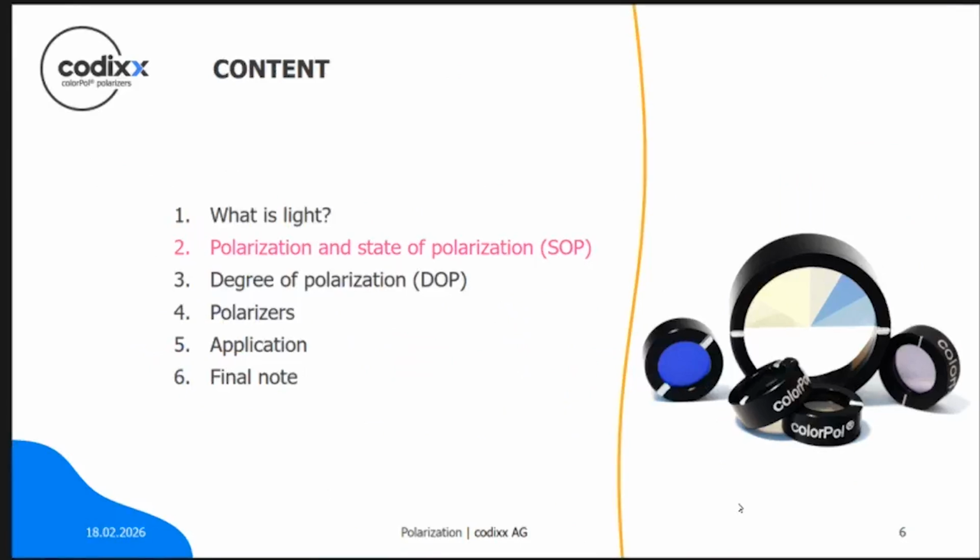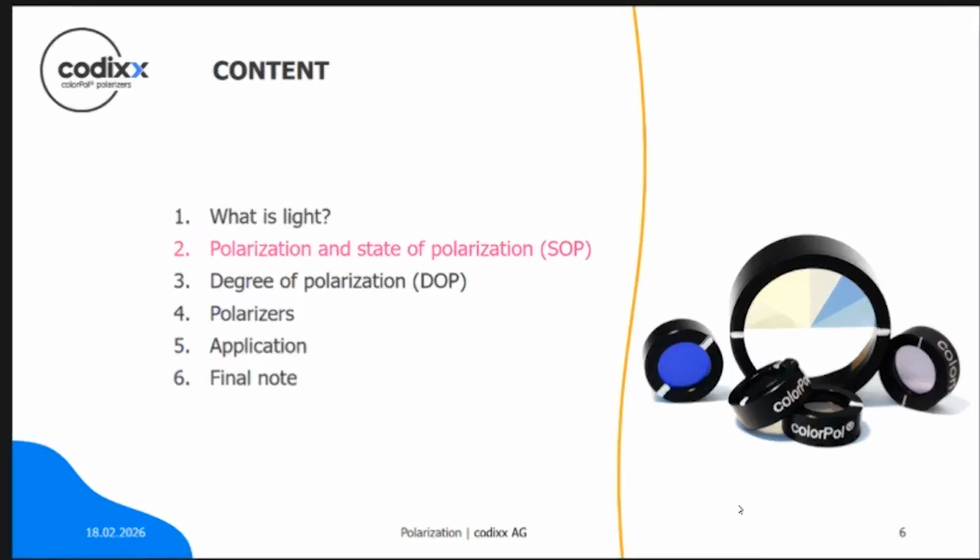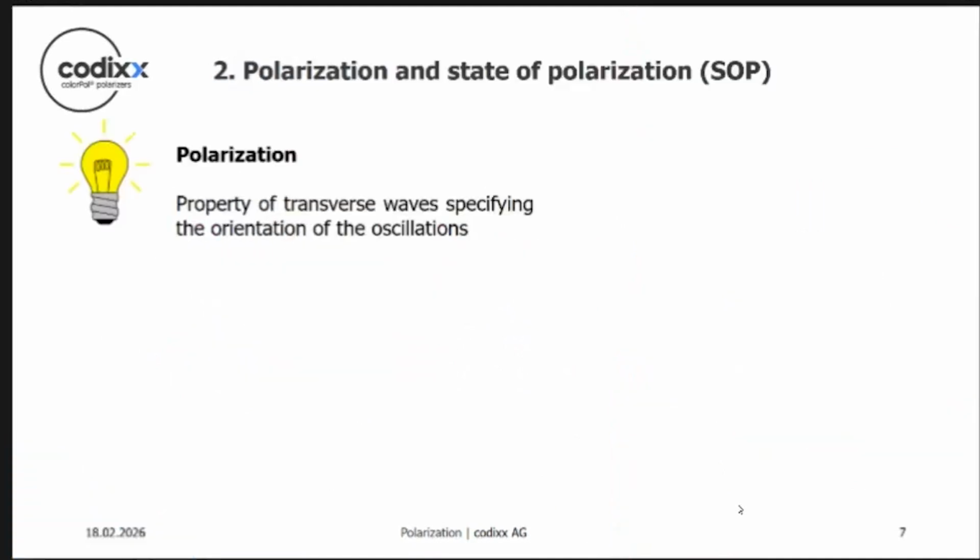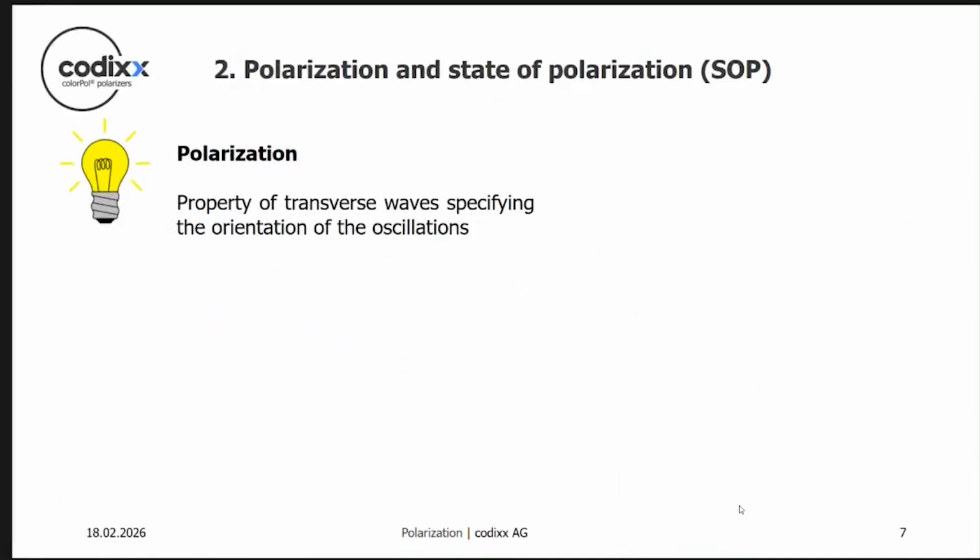So then what is polarization and the different states of polarization? Polarization is basically a property of transverse waves that specifies the orientation of these oscillations. Then we have the state of polarization, which describes the different geometric orientations of the electric field oscillations in the electromagnetic wave.